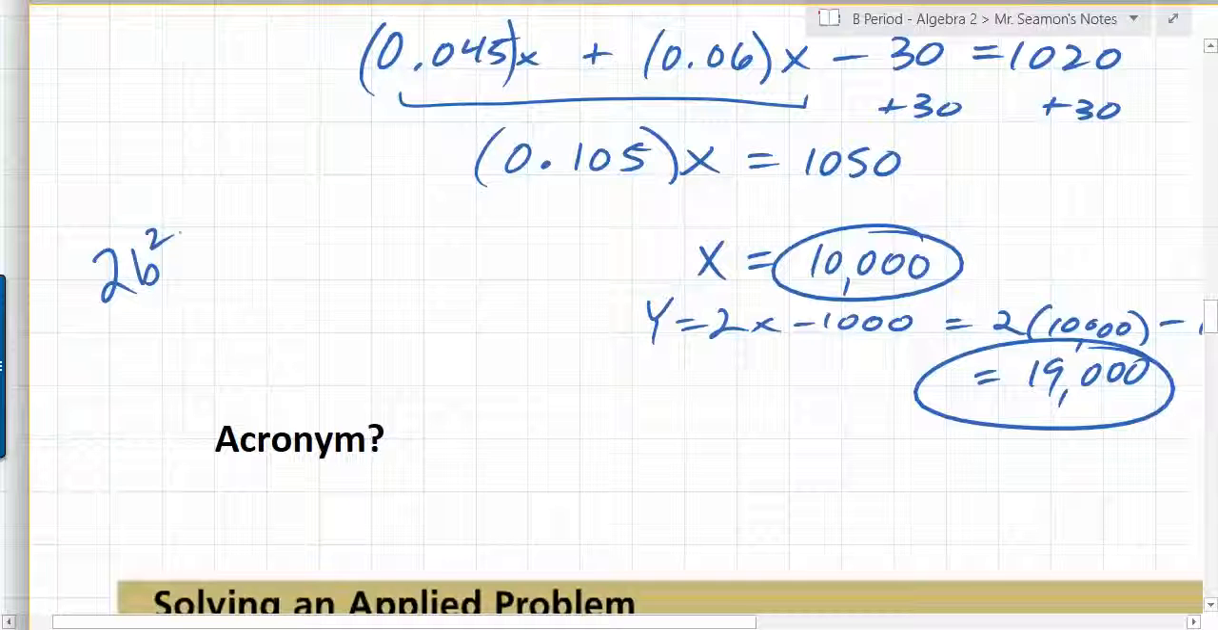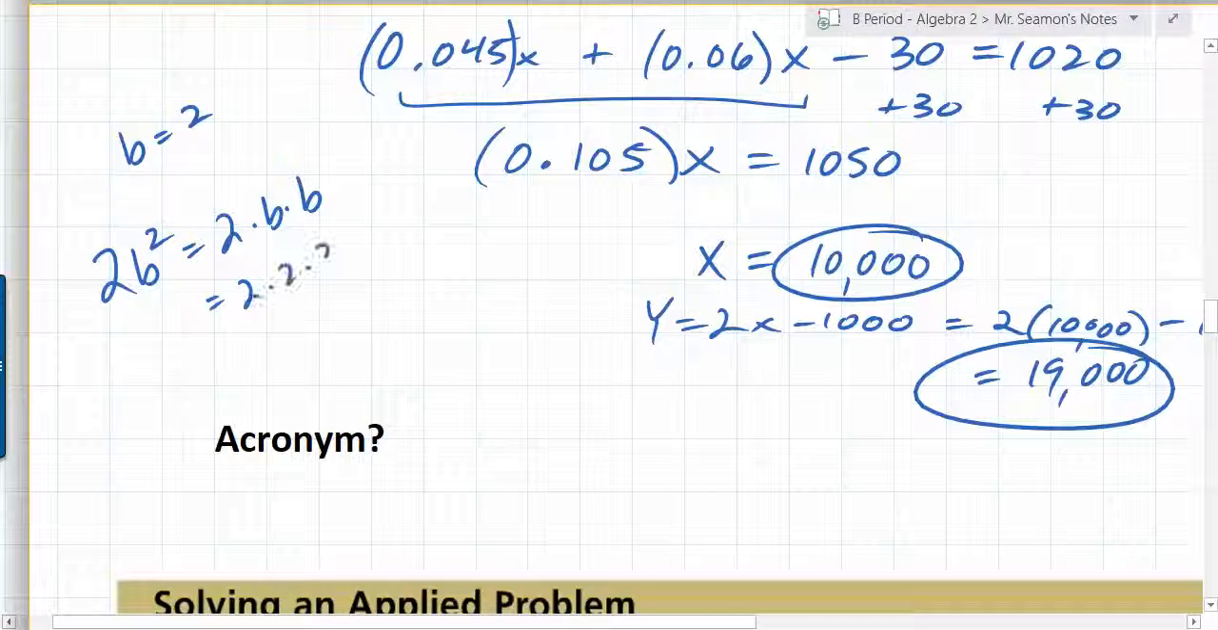No, it's not. So for example, if b was 2, that's what it equals: 2 times b times b. So if b was 2, it would be 2 times 2 times 2, which is 8.